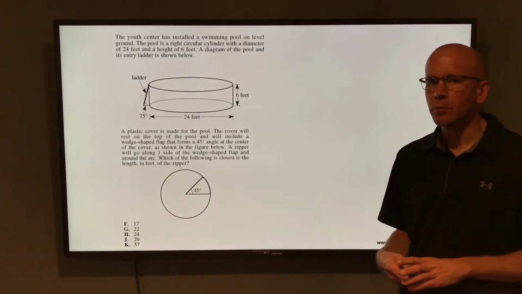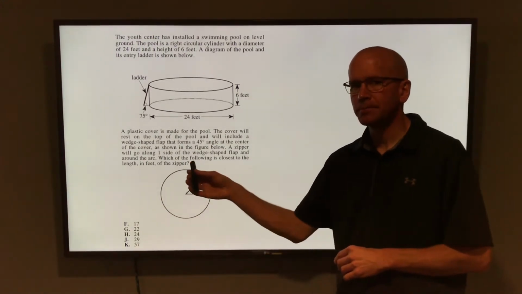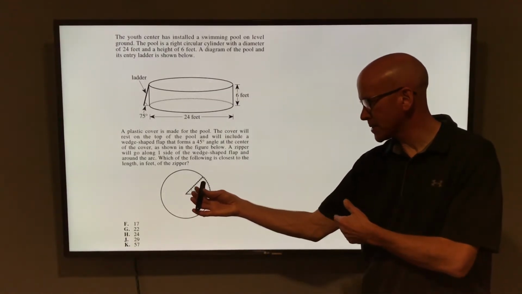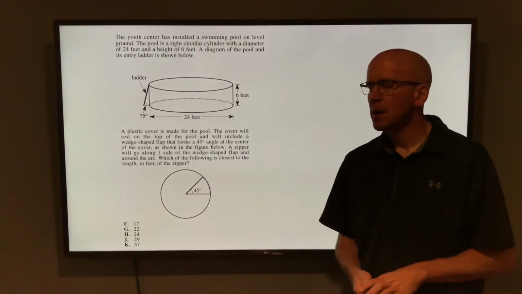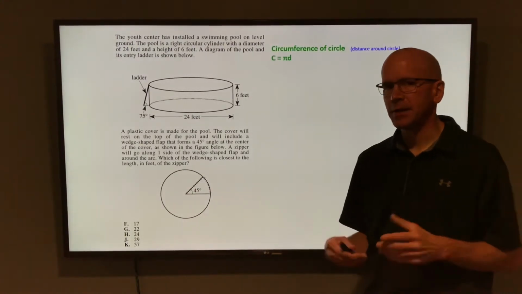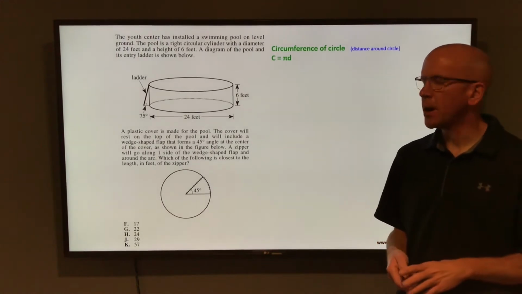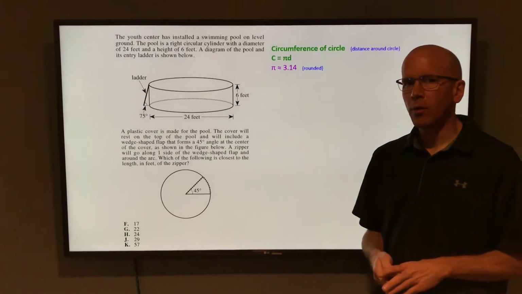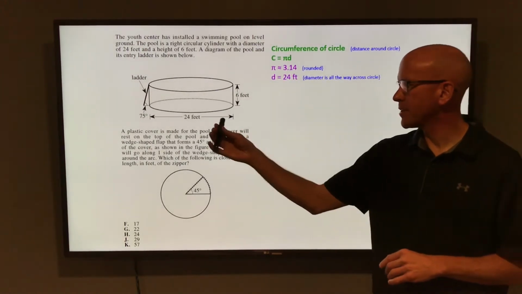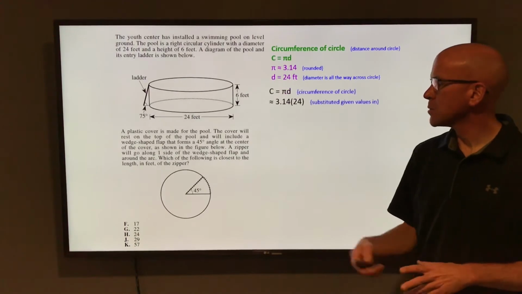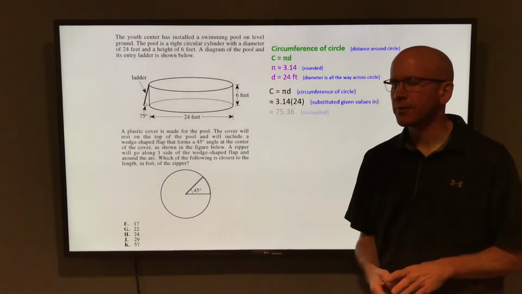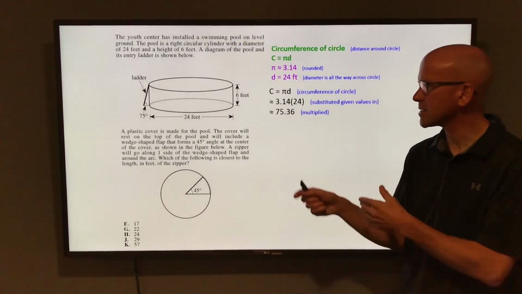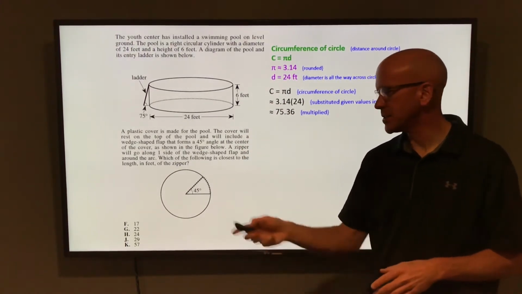So here's what we're going to do. We're going to find the circumference of the entire circle. Then we're going to use that circumference with that 45-degree angle to find this arc length right here. The circumference of the circle is pi times diameter. Some people think of that as 2 pi r because 2 times the radius is the diameter. I'm going to use 3.14 as pi, and the diameter is 24. So pi times diameter would be 3.14 times 24. That is an approximate answer, 75.36 for the circumference. That's the distance all the way around the circle.